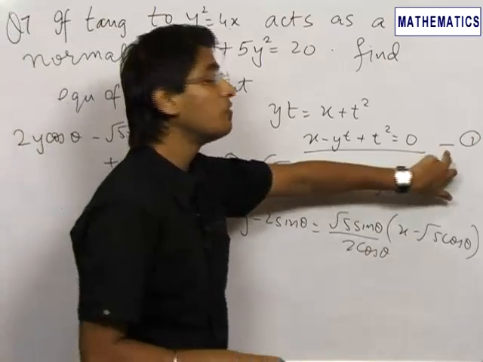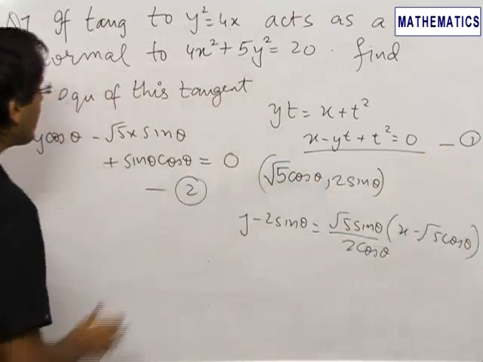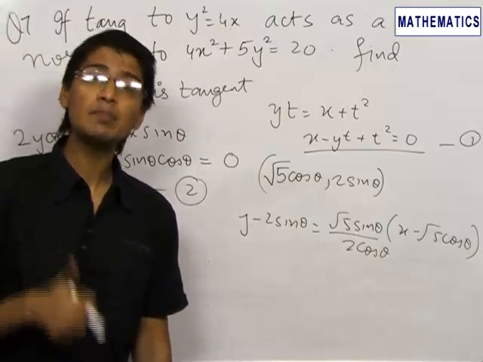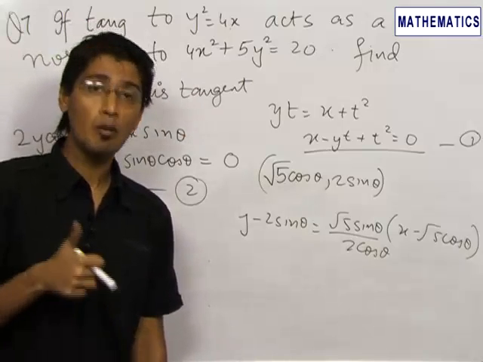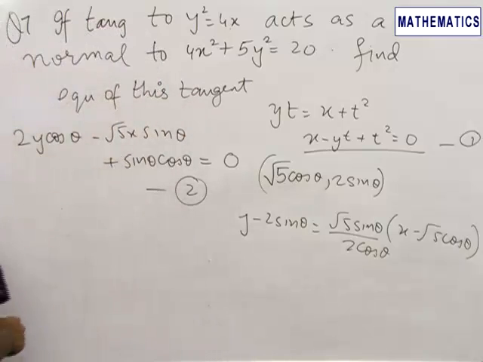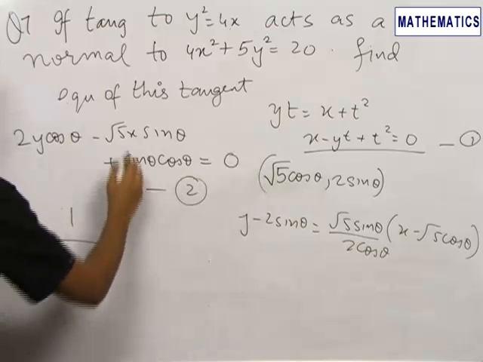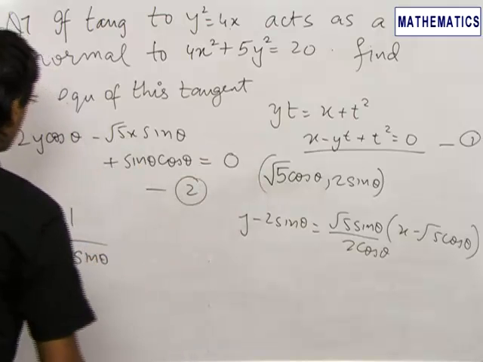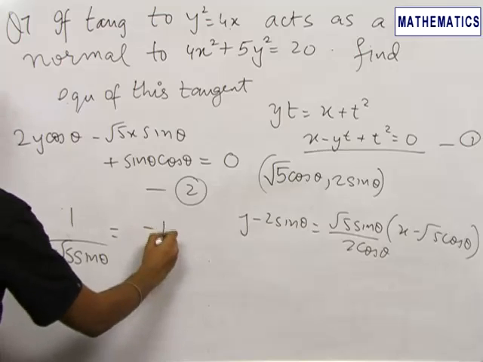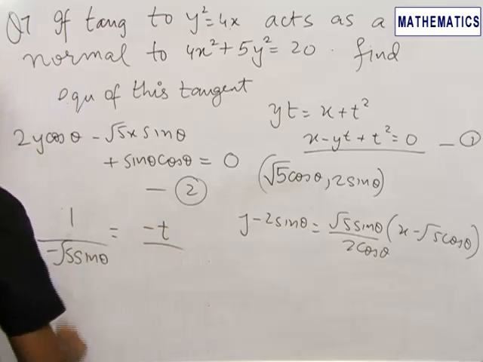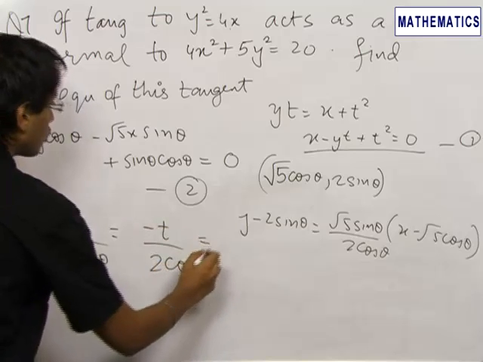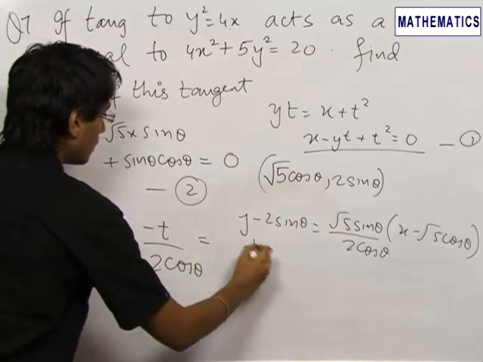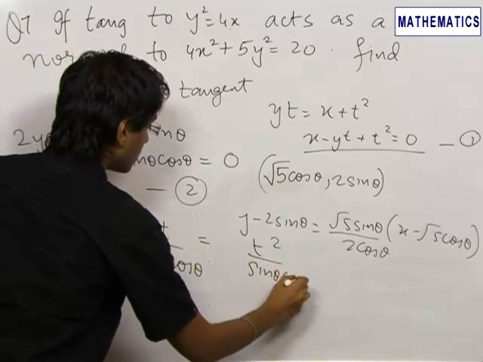Now the first equation, which is the equation of tangent to the parabola, and the second equation, which is the equation of normal to the ellipse, are representing the same equation because it is the same line, that is the tangent to the parabola and at the same time normal to the ellipse. Hence we can compare the coefficients to get 1 / (−√5 sin θ), that is the coefficient of x, equal to −t / (2 cos θ), that is the coefficient of y, equal to t² / (sin θ cos θ).